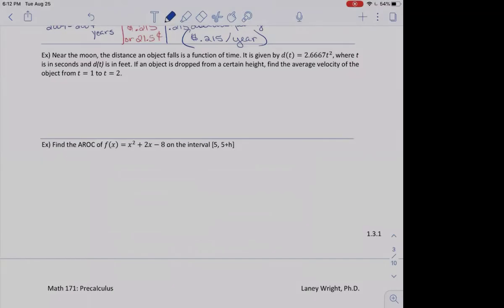The next example reads, near the moon, the distance an object falls is a function of time. It is given by the function d of t equals 2.667 t squared, where t is in seconds and d of t is in feet. If an object is dropped from a certain height, find the average velocity of the object from t equals 1 to t equals 2.